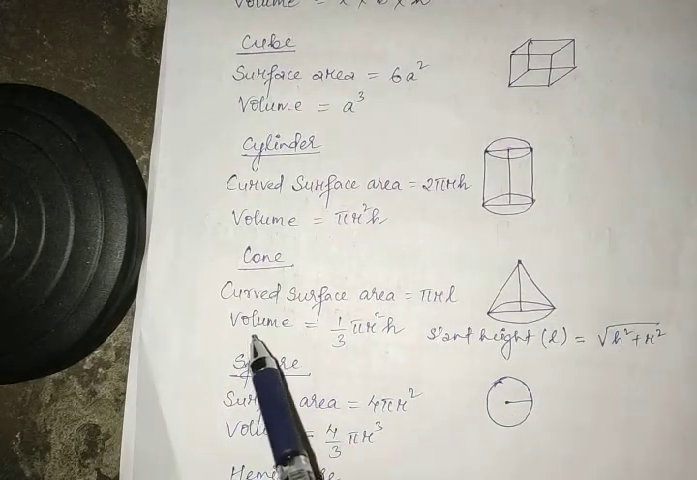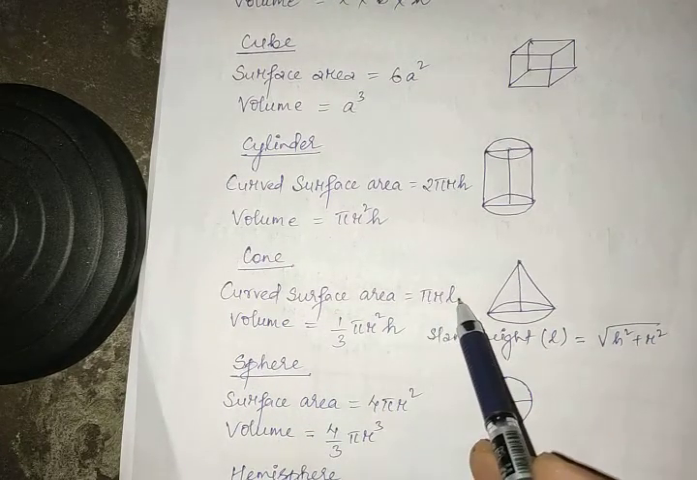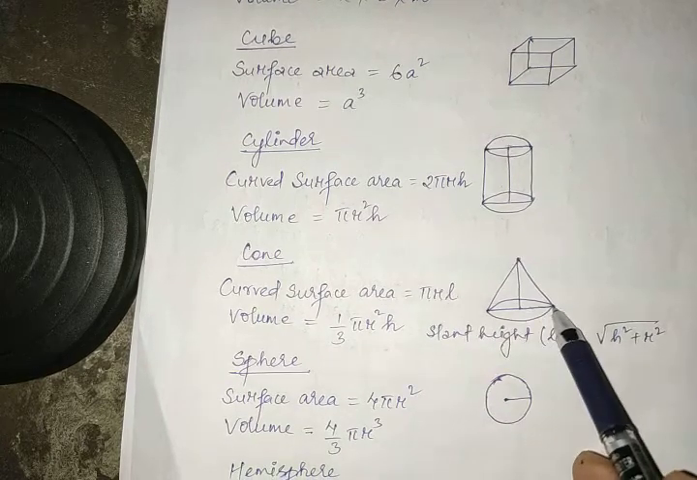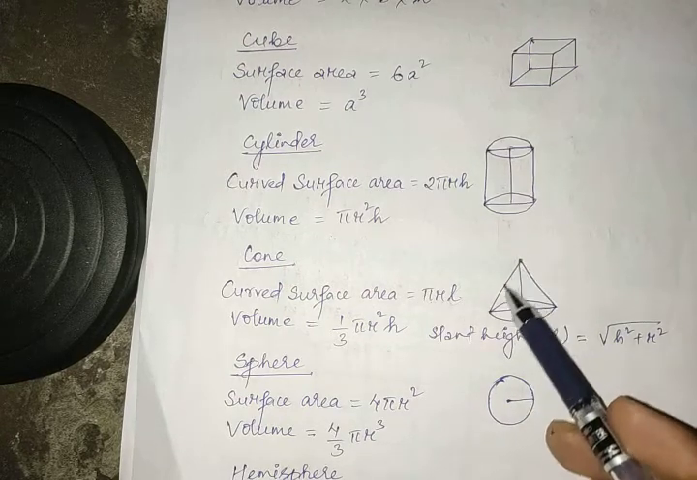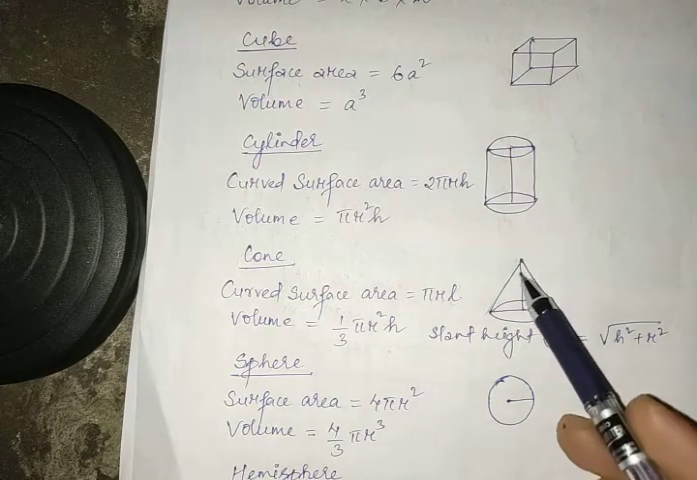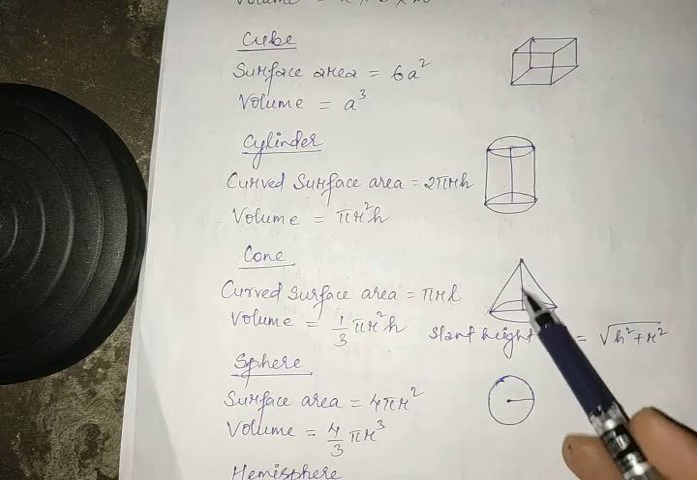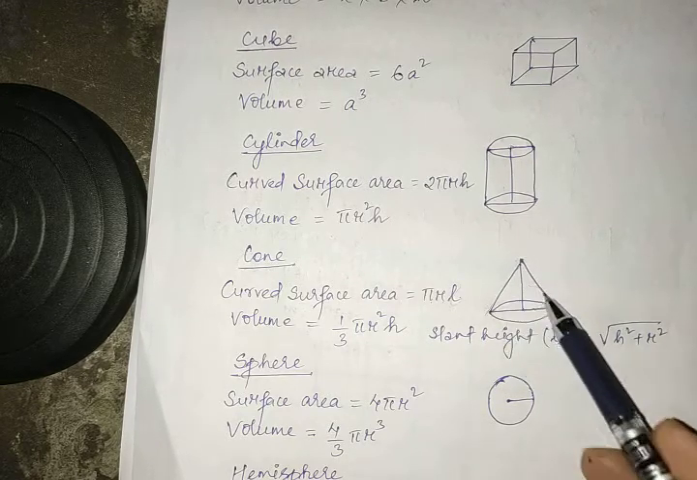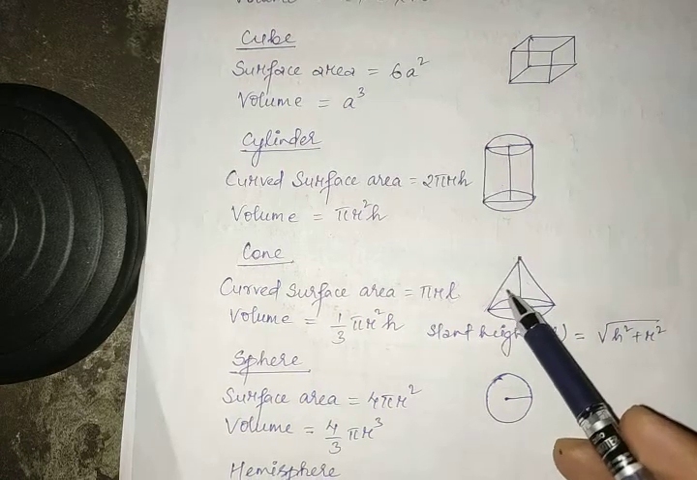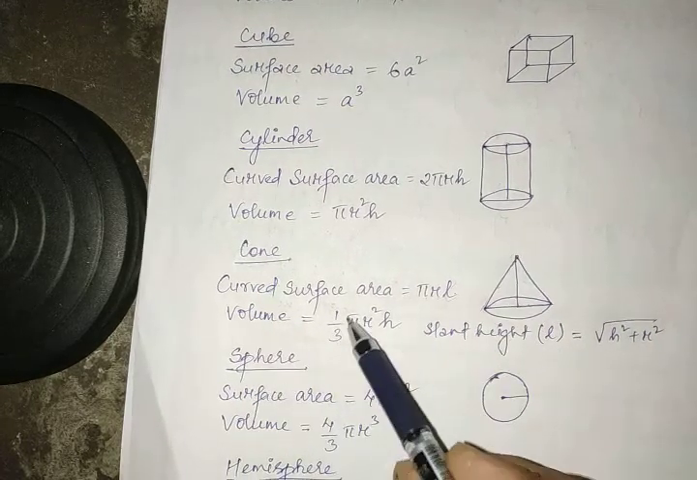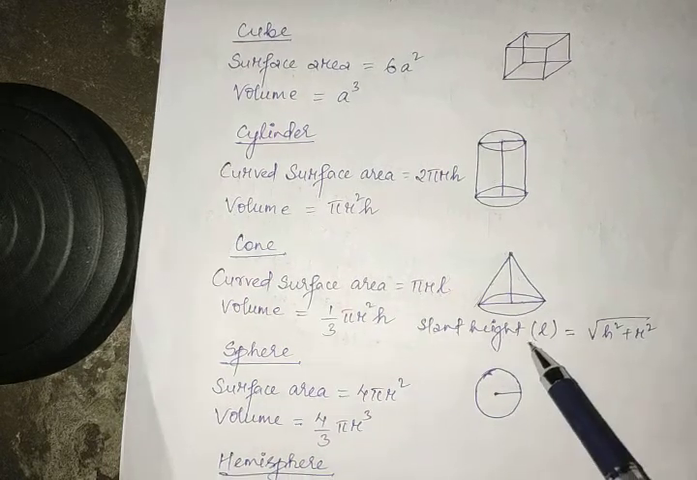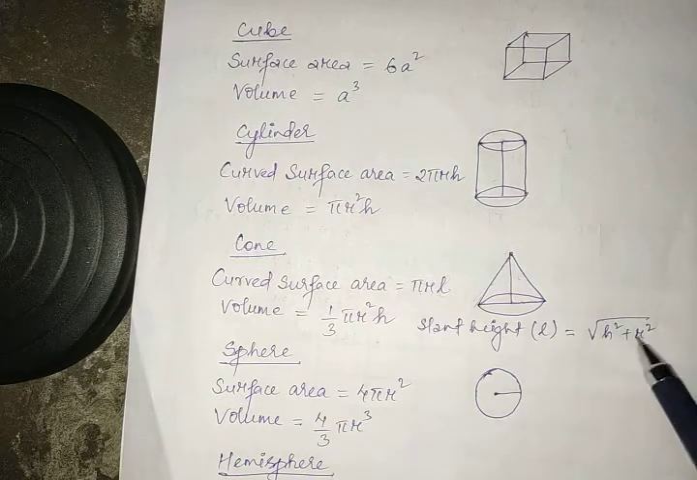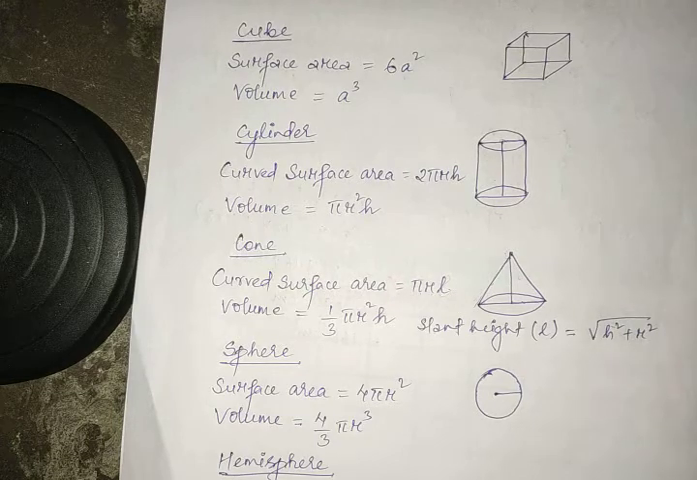Next, cone. The curved surface area of a cone is pi r l. Here r is the radius, and this l is called the slant height. The vertical one is known as the height, and these two slanting lines are known as slant height. Now the volume of a cone is 1 by 3 pi r square h, and we have a formula for slant height also. It is given by root over h square plus r square, that means the height of the cone square plus the radius of the cone square.